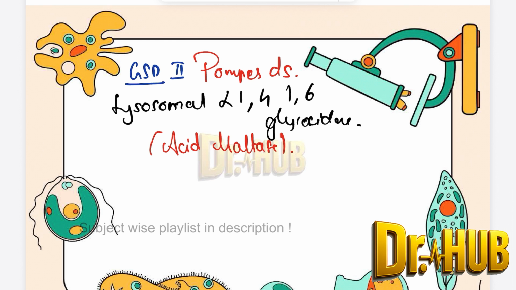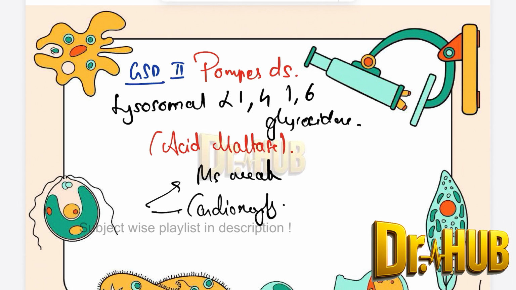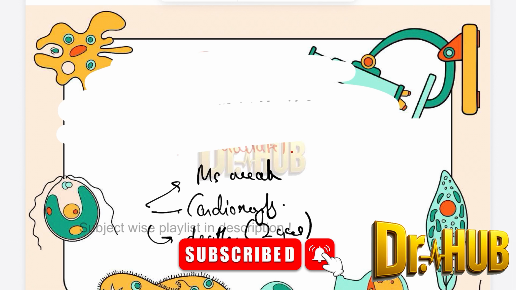Pompe's disease presents with muscle weakness. Then there can be cardiomegaly. Apart from this, the individual can die within 2 years in the infantile variant.